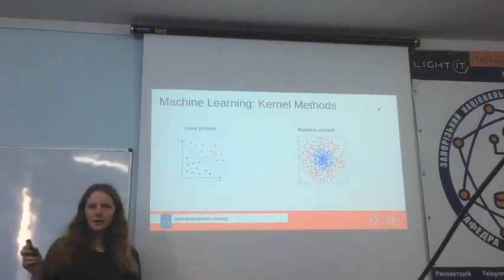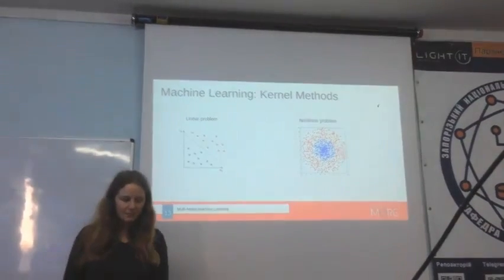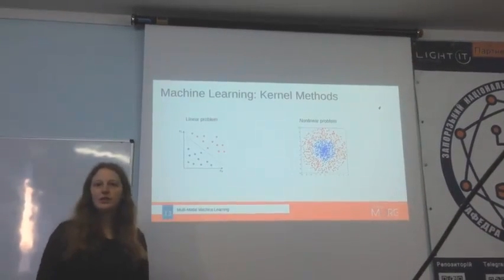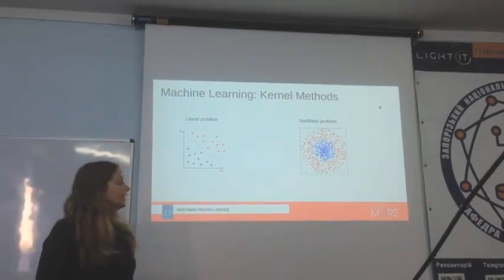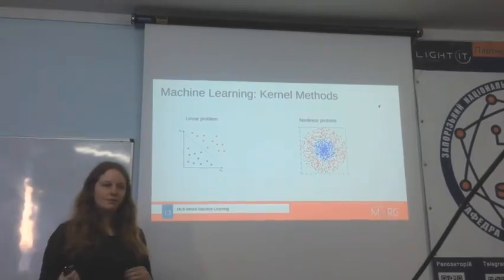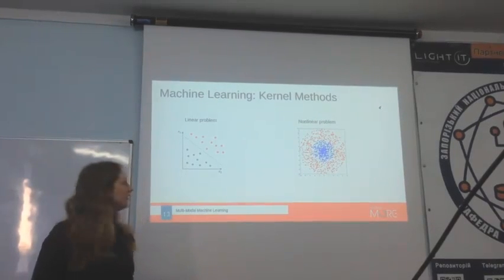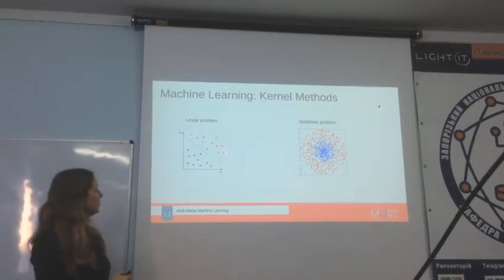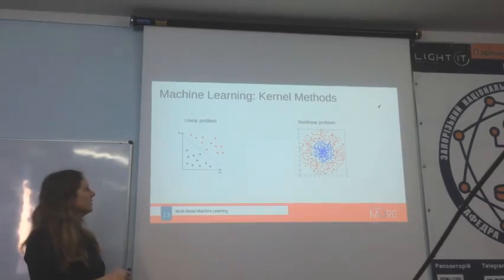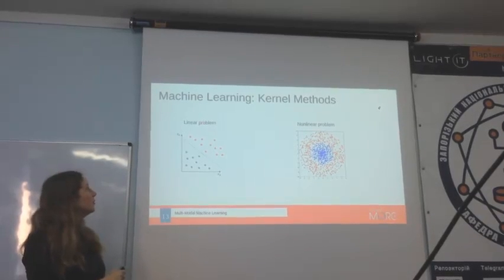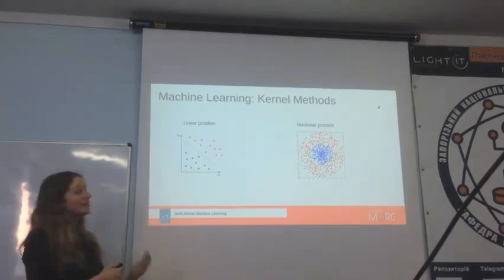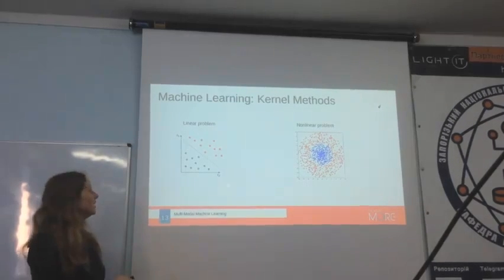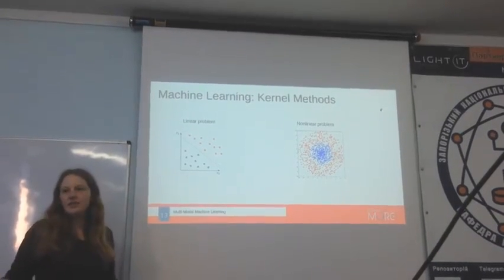Then I'll also tell a little bit about kernel methods. It's an alternative to neural networks, basically. The idea is it's more based on statistical properties. So, for example, if you have a linear problem where you want to classify the red points and blue points, and it looks like this, it's very easy. You just have to find a linear line. You can do that with basic statistics.